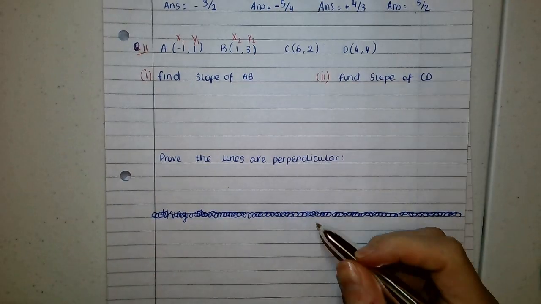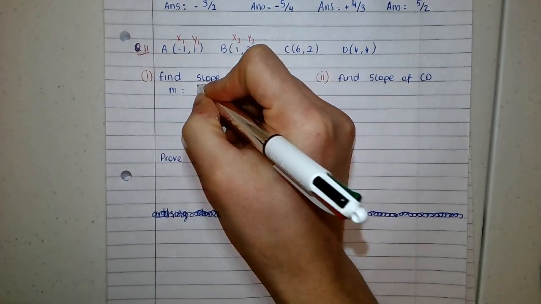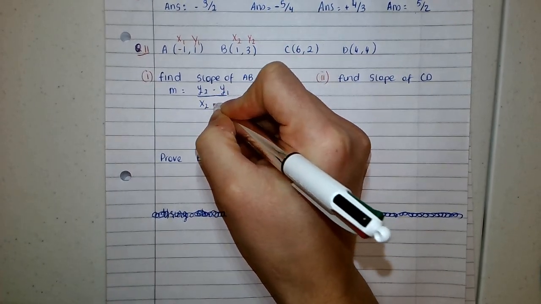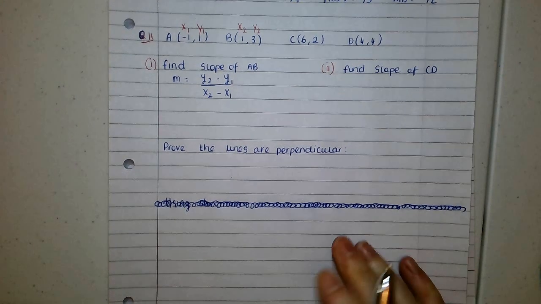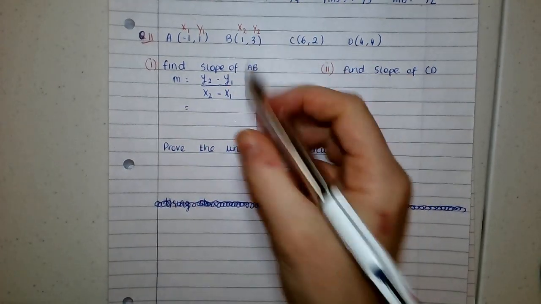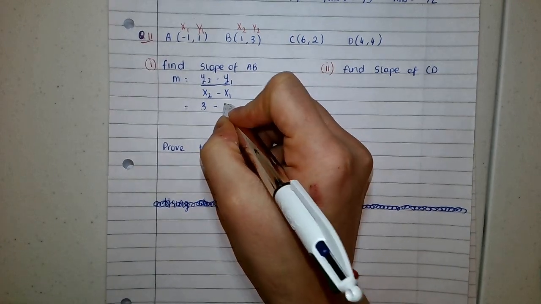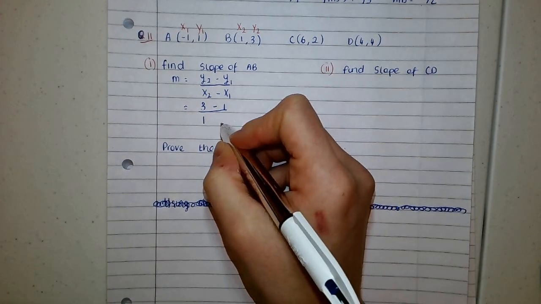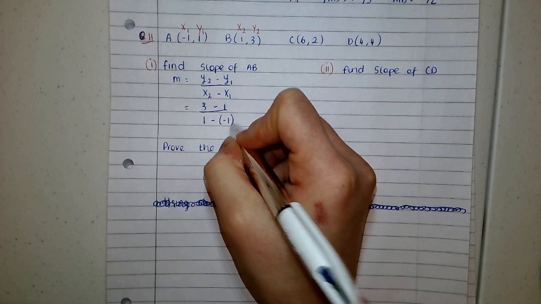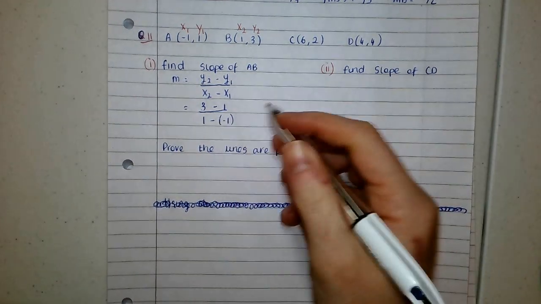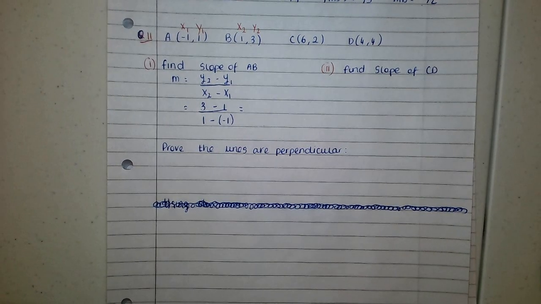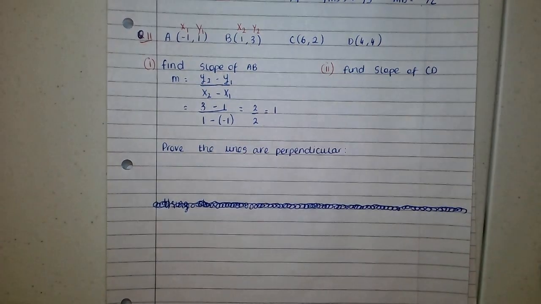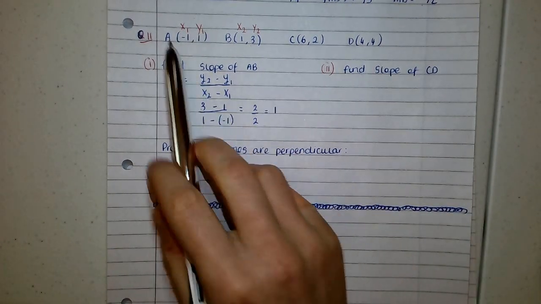Then we sub those values into the slope formula, which is m equals y2 minus y1 over x2 minus x1. When we sub our numbers in, y2 is equal to 3 and y1 is equal to 1, x2 is equal to 1 and x1 is equal to minus 1. Remember, if it's a minus number, we put it into a bracket. At this point we can just put that straight into our calculator, and our answer will be 2/2, which is equal to 1. So the slope of the line AB is equal to 1.